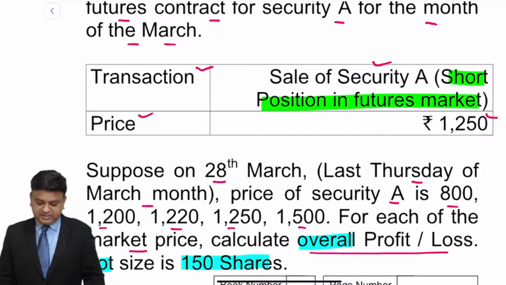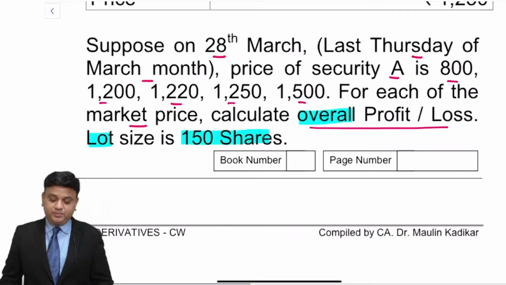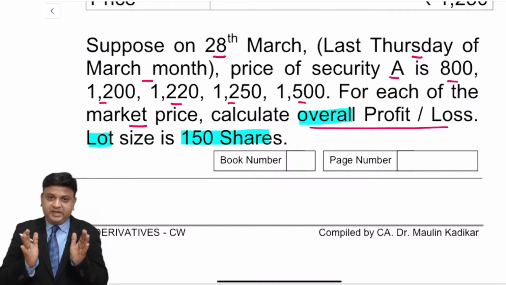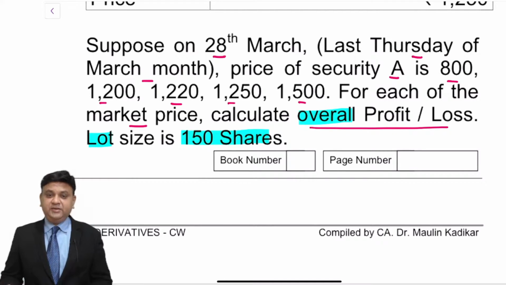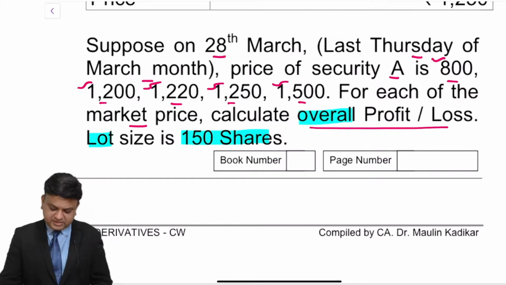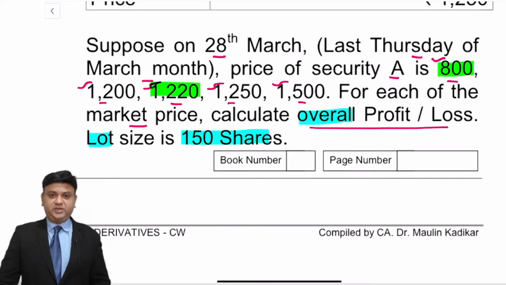So I want you to write in the chat box what will be the overall profit or loss taking both the transactions together for each spot price, that is 800, 1200, 1220, 1250 and 1500. For all the spot prices you are required to give the answer in the chat box. Initially you give the answer for two spot prices, let us say 800 and 1220. Only for these two spot prices you write the answer in the chat box.